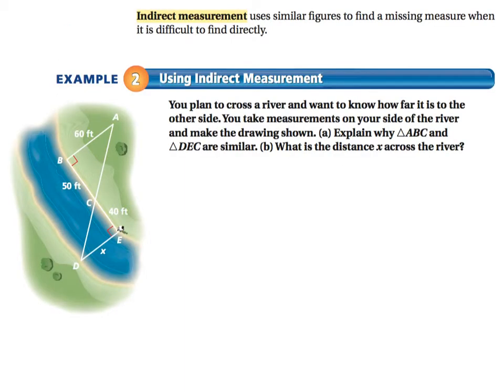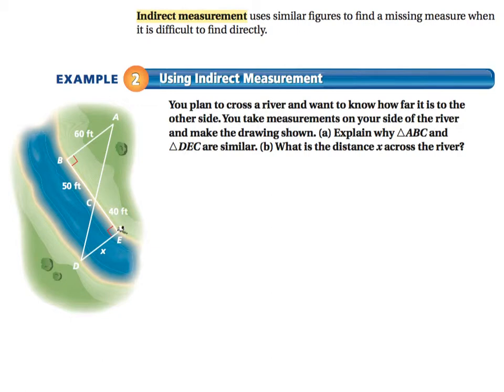Now, indirect measurement uses similar figures to find a missing measure when it is difficult to find directly. Like, you can't actually go across the river here and find them. It's not going to be easy to find that distance. So you plan to cross a river and want to know how far it is to the other side. You take measurements on your side of the river and make the drawing shown.